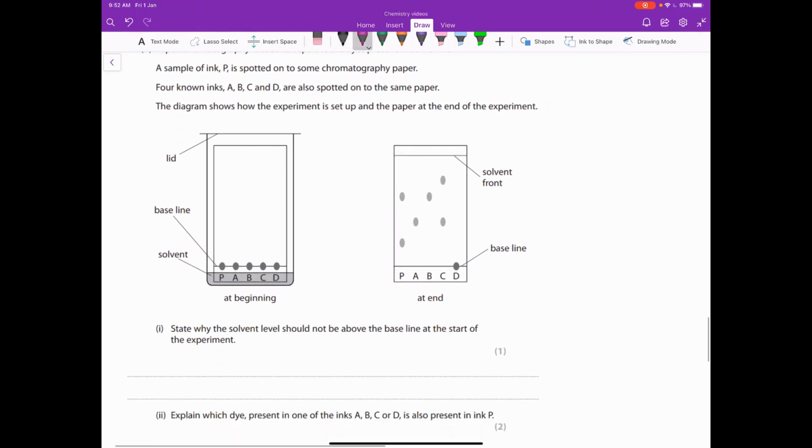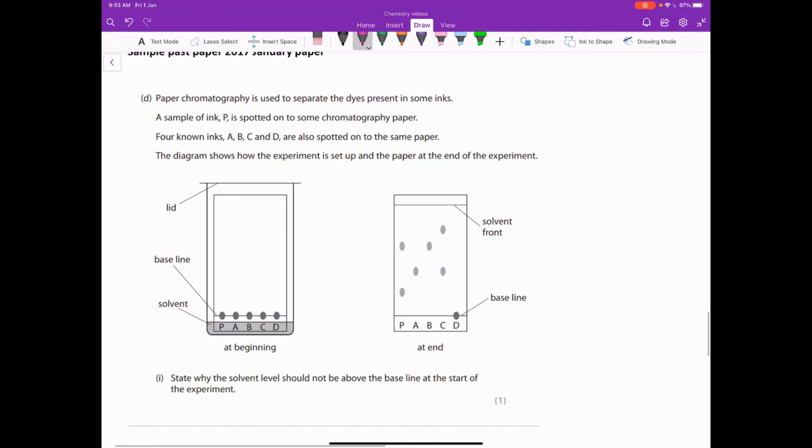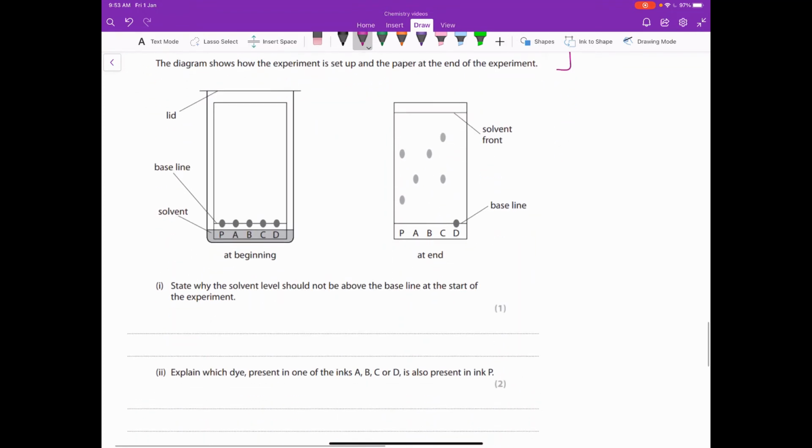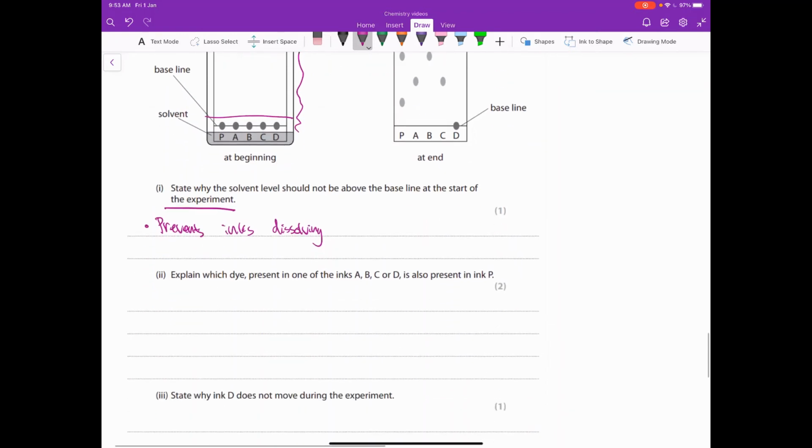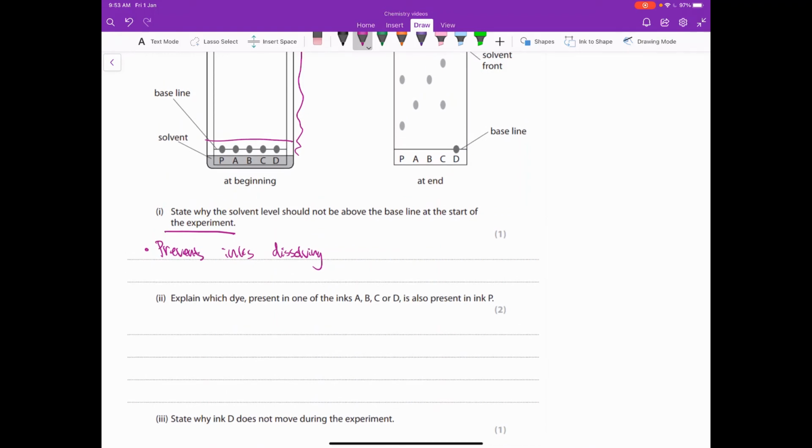So, D1. State why the solvent level should not be above the baseline at the start of the experiment. You should read this first, obviously, but for time's sake. This is so that it prevents the inks dissolving, as if the solvent was above here, there's no point, because the solvent would be running up and taking all the dyes with it.